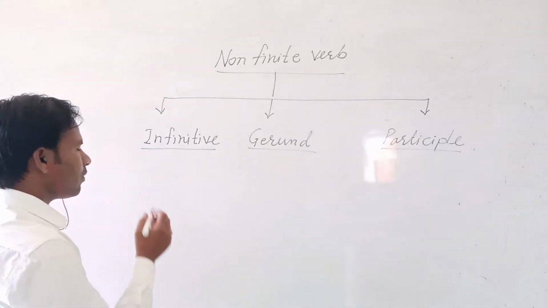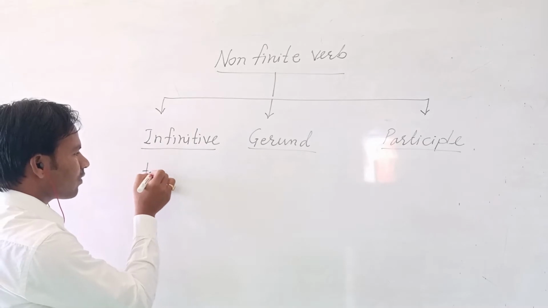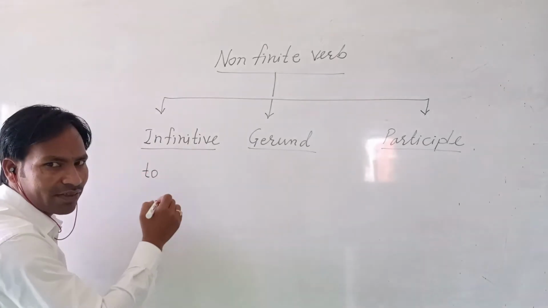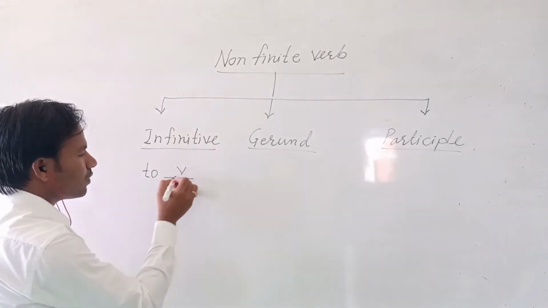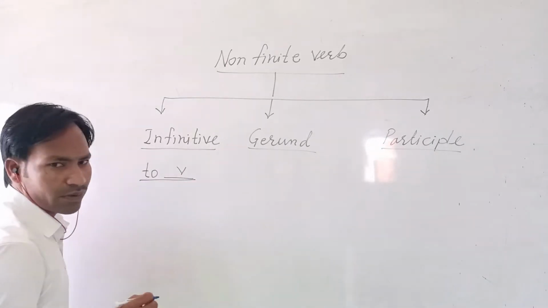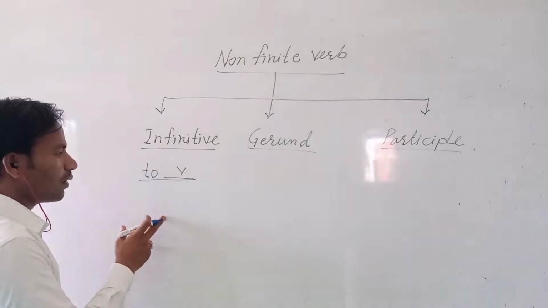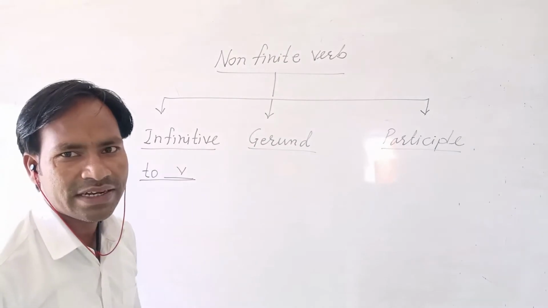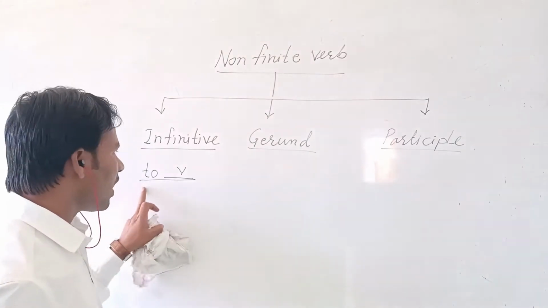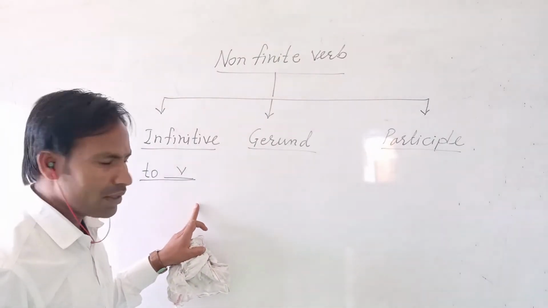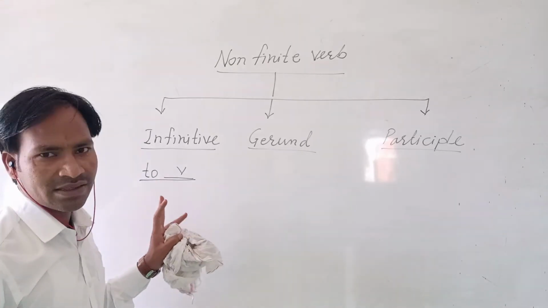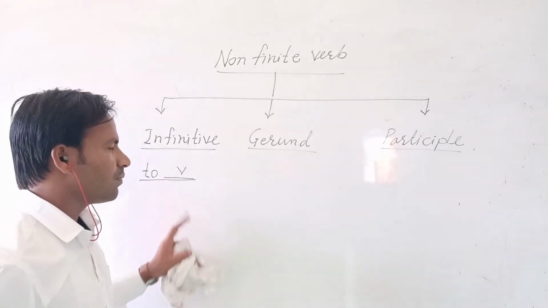See, infinitive always comes with the base form, but before the base form we will find to. So this is infinitive, infinitive to it is also called. Means whenever we find in a sentence the preposition to, and after that there is a verb, then we can simply say that that is the non-finite verb.